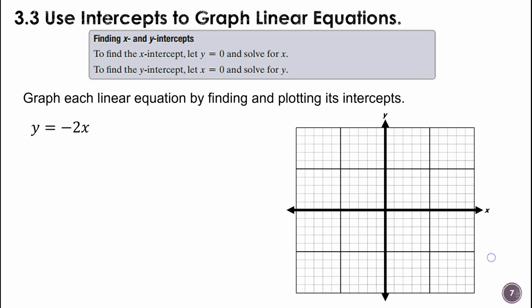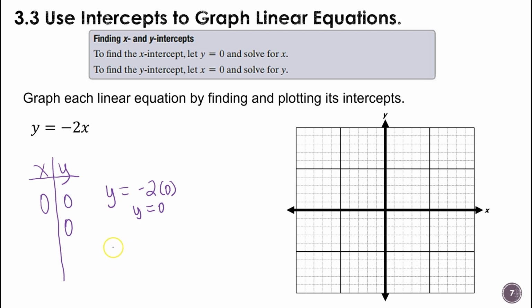All right, we have a little more time. Let's graph one more. Okay, so this one's going to be a little bit tricky, I believe, because when I put in the zeros, I'm going to get the same thing, right? So y equals negative 2 times 0, so y is 0. And then if I put 0 in for y, 0 equals negative 2 times x, divide by negative 2, and I get that x equals 0.